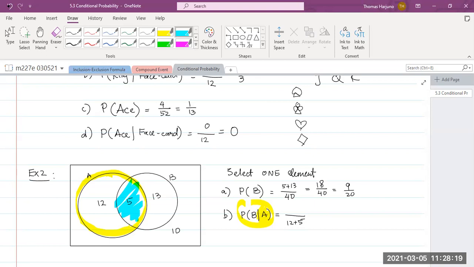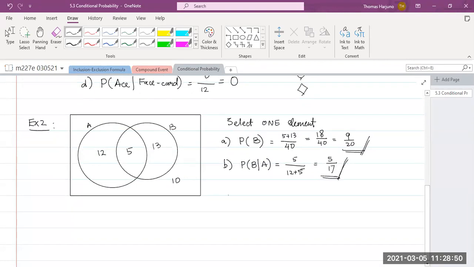So you will see the probability of getting B given A will be 5 over 17. Any questions so far? No question. Let's turn around. How about the probability of selecting something from A knowing we select from B?